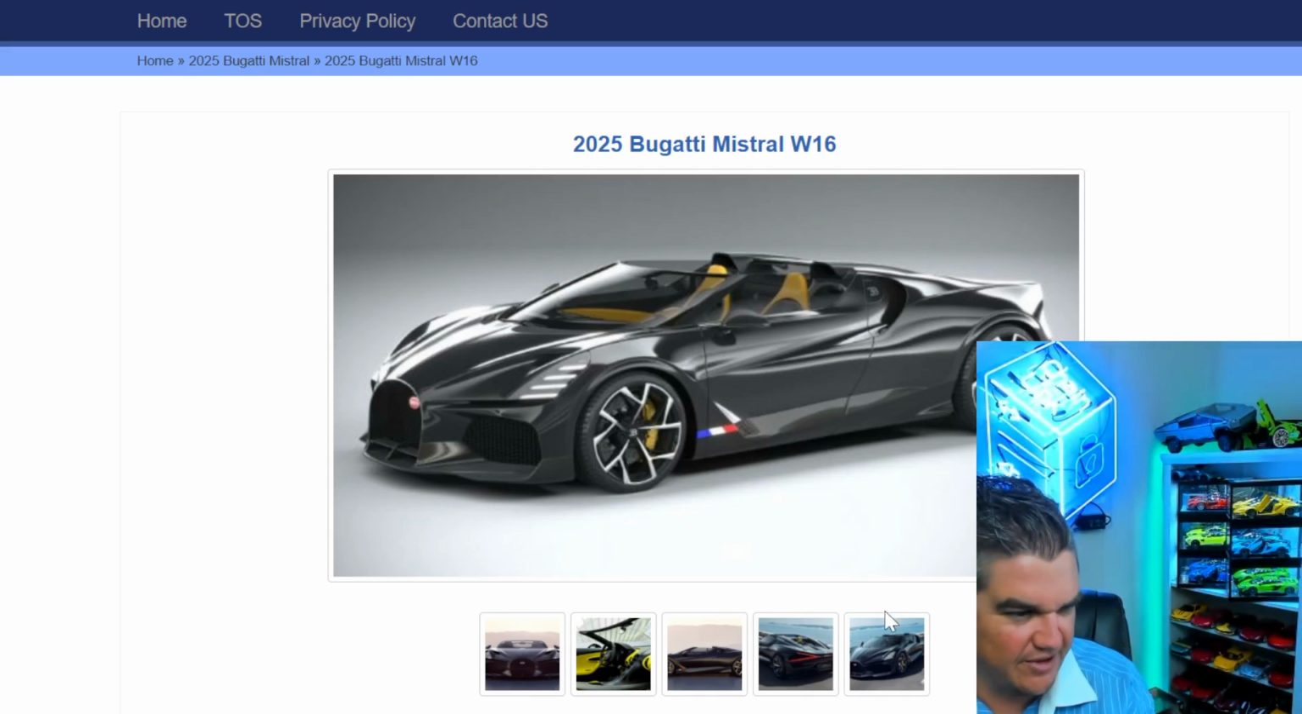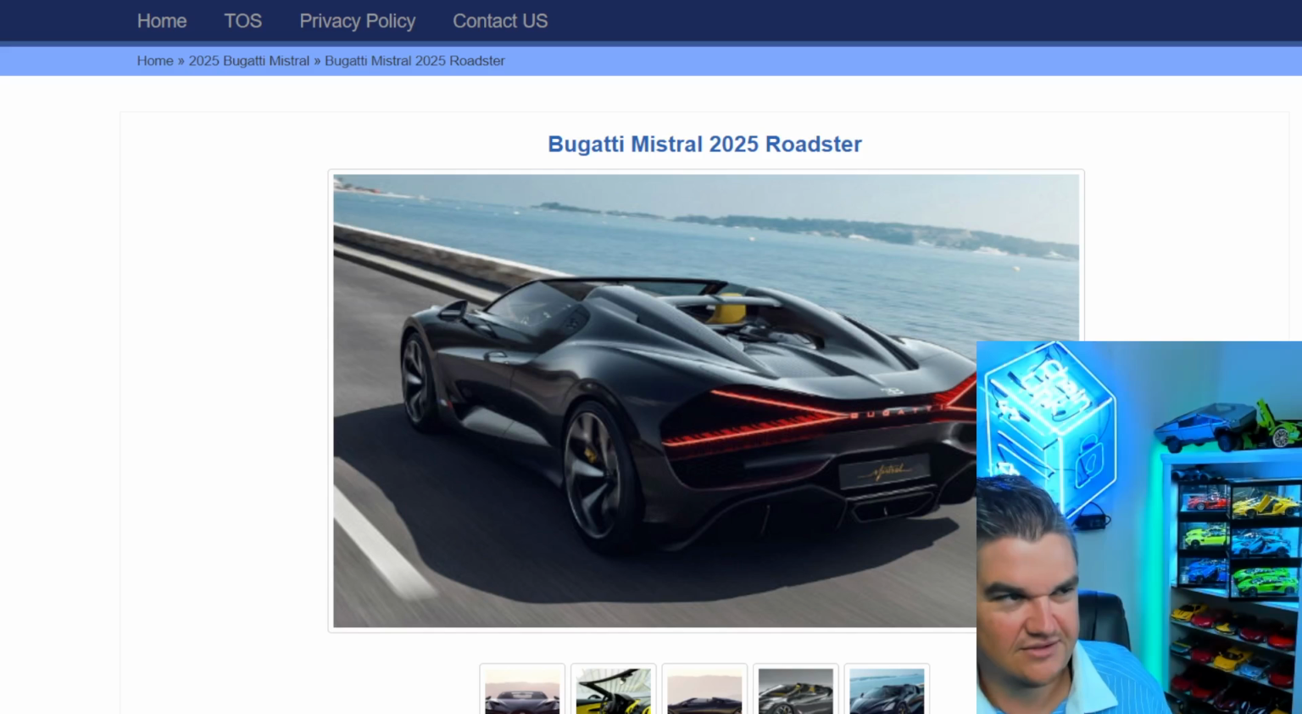Look, I think I got a rear picture here on the real one. If it's loading. I think it's loading. All right, there it is. Look at that. Convertible too. Rockstar. All right, Bugatti Mistral.